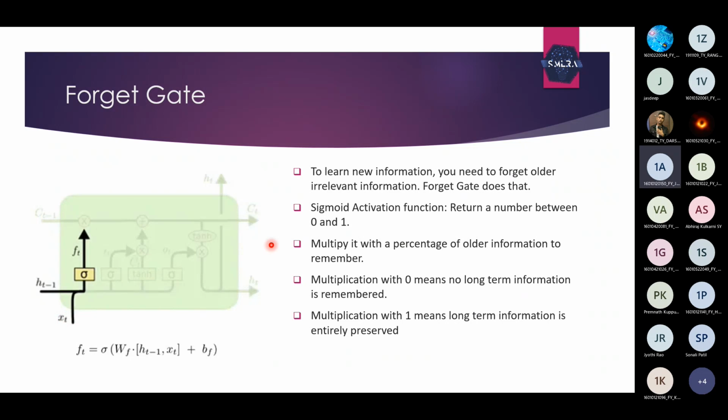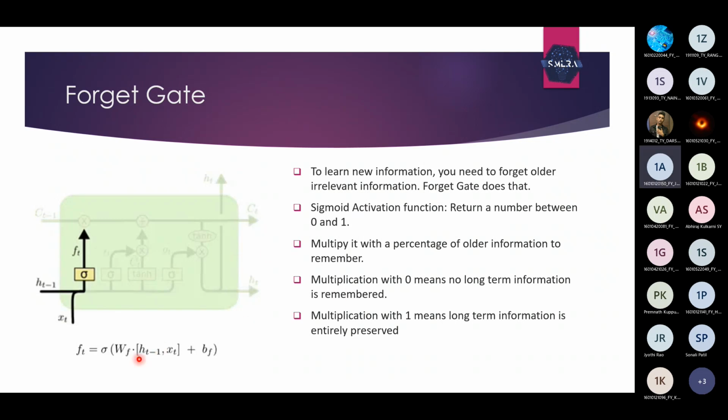The first thing is what the forget gate does. You have some existing memory, and you have to remove irrelevant information from it. For example, if you have a sequence of words, you have to remove irrelevant information. That's the work of the forget gate. How it does it is, it uses a sigmoid activation function, which returns a number between 0 and 1, so it is like a percentage. If you multiply the output of the sigmoid with anything, it will give a percentage of the previous value.